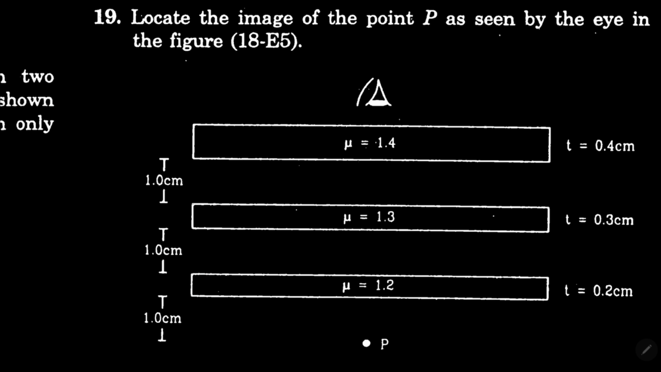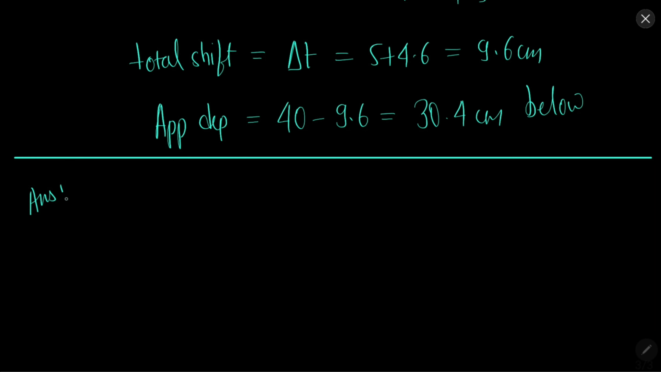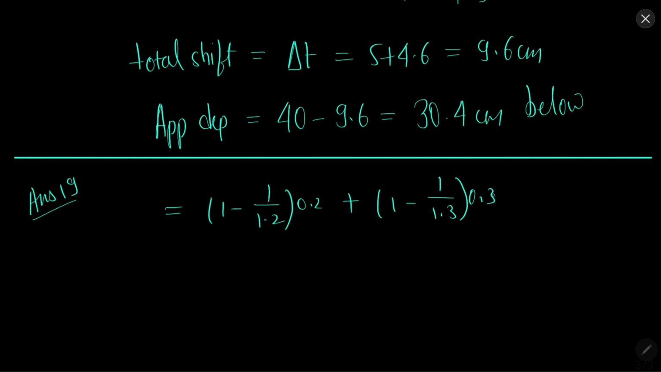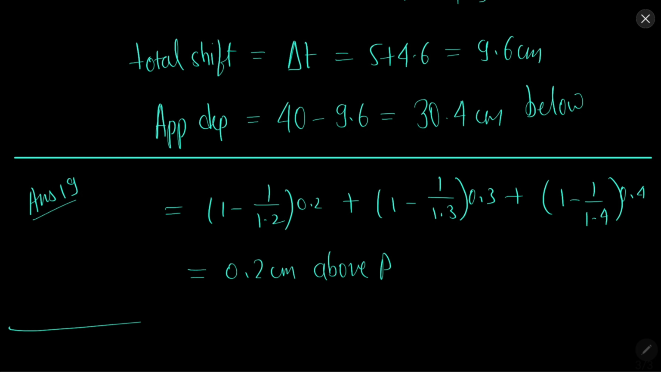In question 19, locate the image of the point P as seen by the eye in the figure. Solution 19. So it will be obtained by this: 1 minus 1 by 1.2 into 0.2 plus 1 minus 1 by 1.3 into 0.3 plus 1 minus 1 by 1.4 into 0.4. So it will come out to be 0.3 centimeter above P.